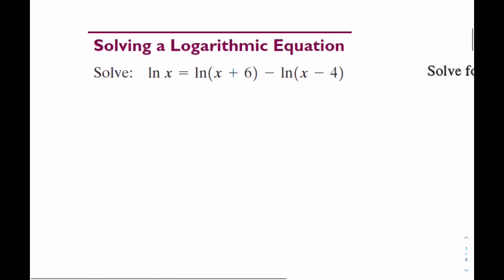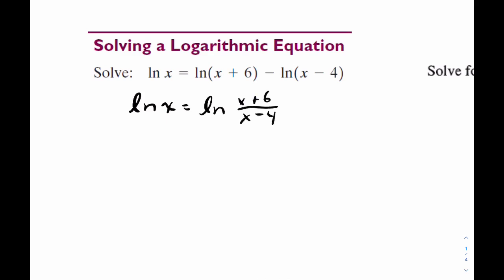Let's try one more example here. This is another simple one. Now we have natural log. So the first thing I want to do is combine these two logs here, make it a little bit easier. Natural log x equals natural log x plus 6 over x minus 4. Now I'm in that situation where I have log of something equals log of something. The two things must be equal.